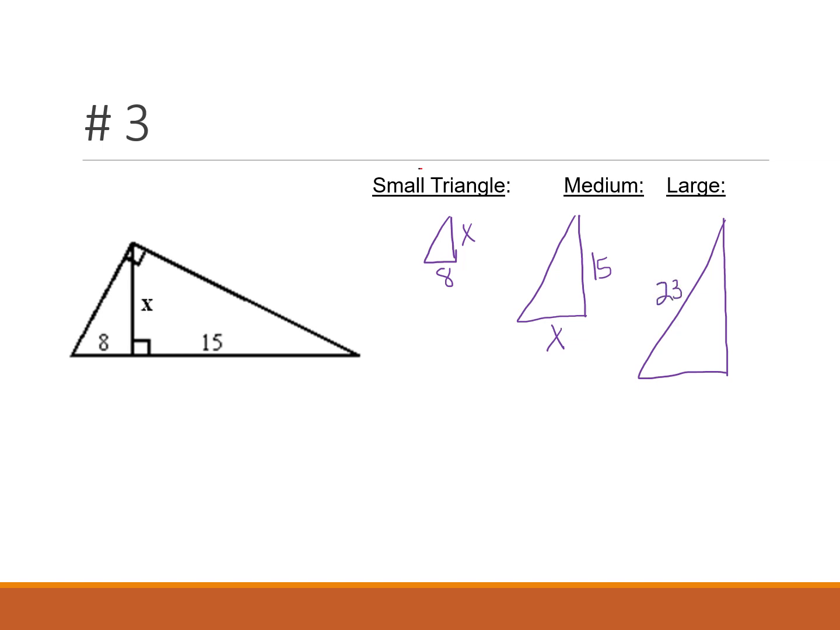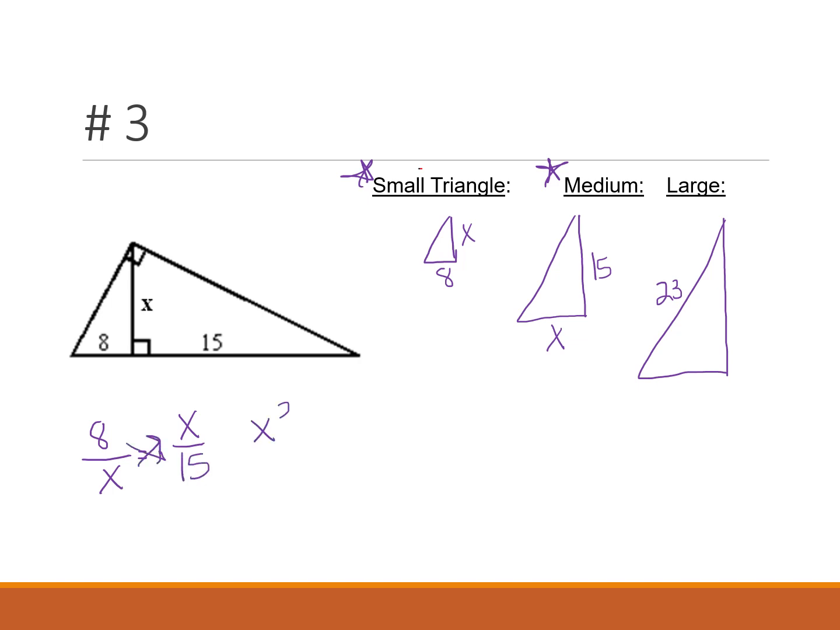Now again, when I look at the triangles I want to compare triangles that have similar labels, and that looks to be my small and my medium. So when I set up my proportion to help me solve this, I'm going to take the short leg in the small over the short leg in the medium, and I want to take the long leg in the small compared to the long leg in the medium. So now again, we're just going to cross multiply.